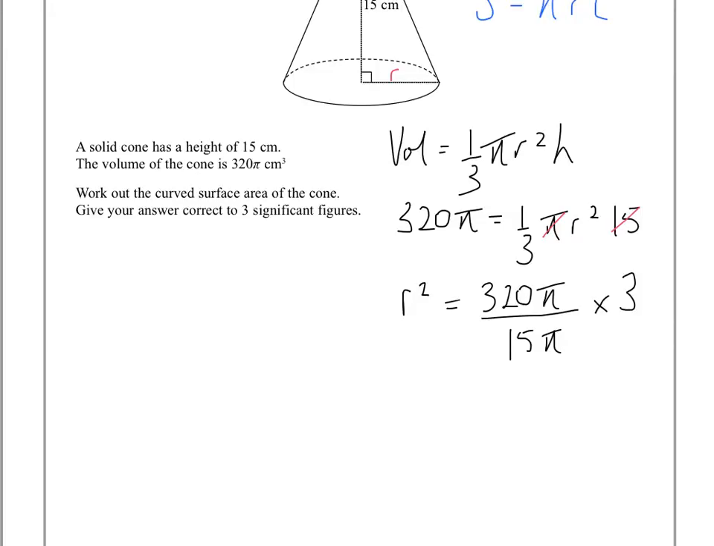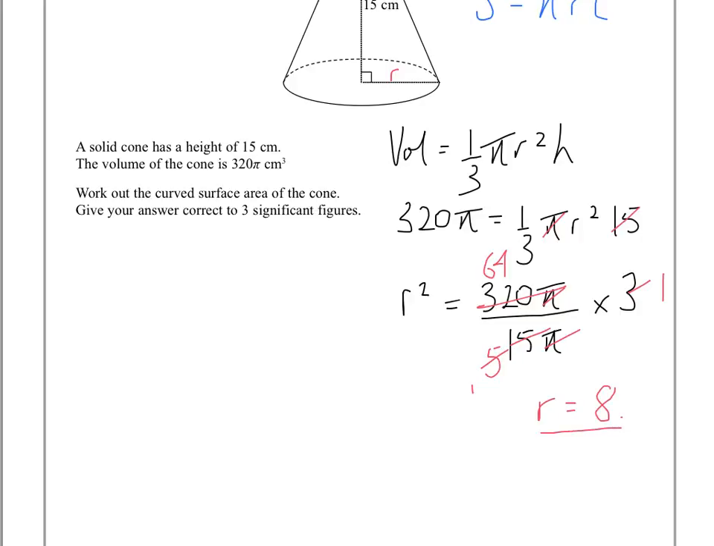Therefore r would be equal to, actually let's cancel what we can first. So pi cancels with pi, 3 cancels with 1, into 15 5 times, and then 5 goes into itself once, and into 320 64 times. So r squared equals 64, therefore r equals the square root of 64, which is 8.